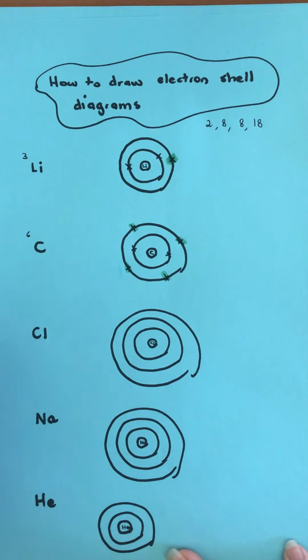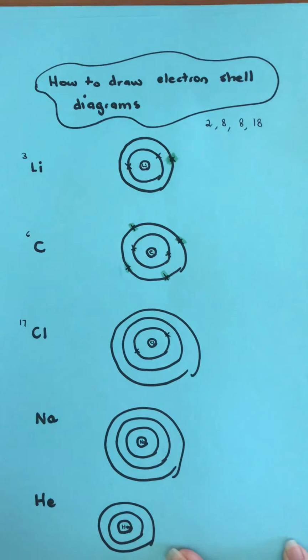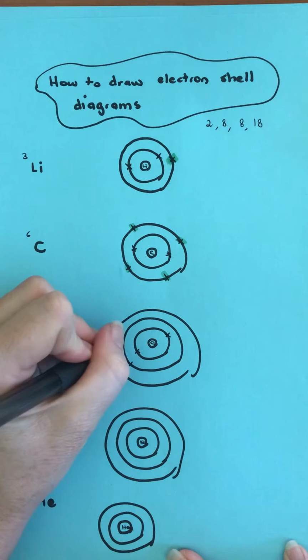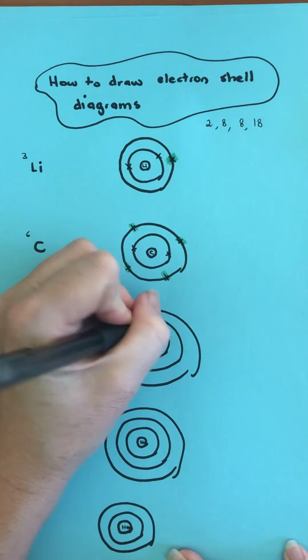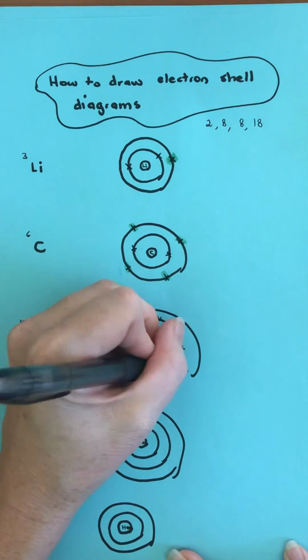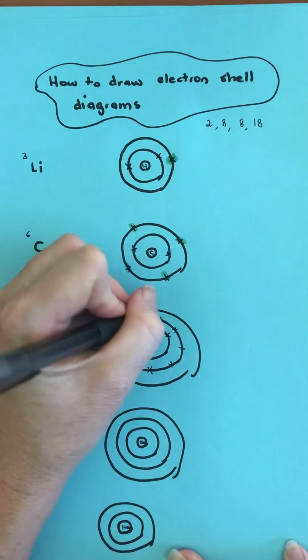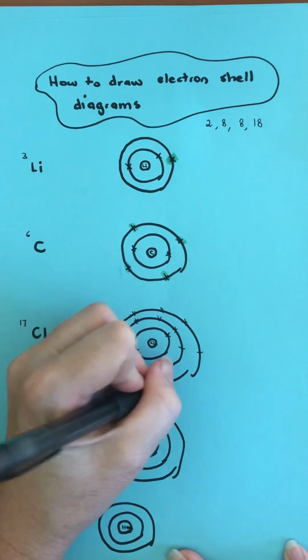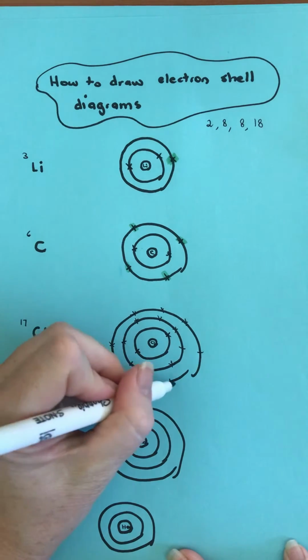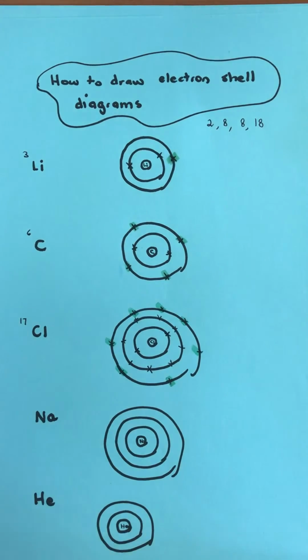Chlorine. Now chlorine has an atomic number of 17. So I'm going to put my first 2 electrons in that first shell. Then I'm going to put 8 in the second shell. That takes me up to 10. So 1, 2, 3, 4, 5, 6, 7, 8. That means I've got 7 left over. They're going to go in the third shell. So they are my valence electrons. So chlorine has 7 in that outer shell, so it is very keen to gain an electron.